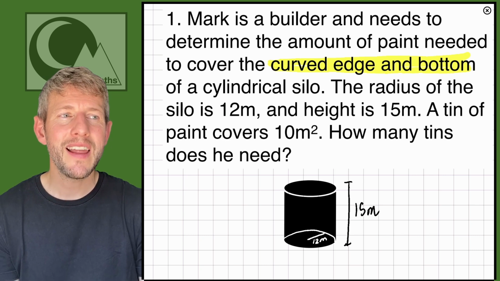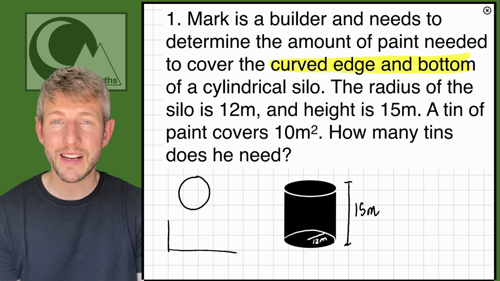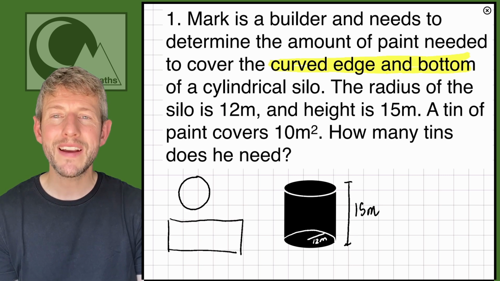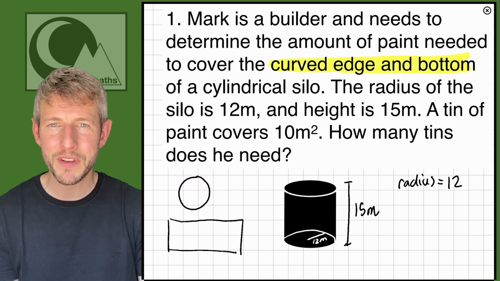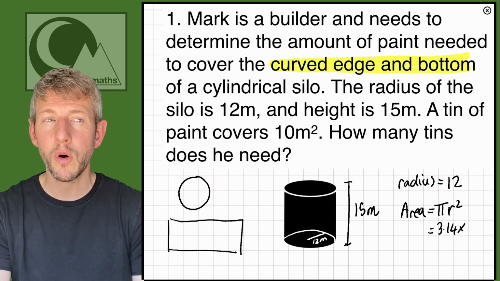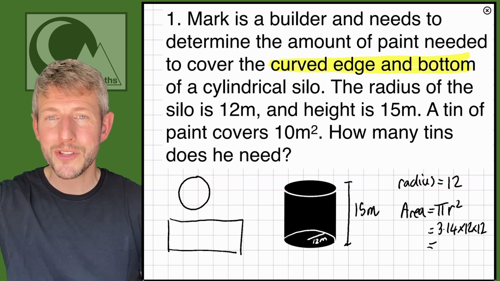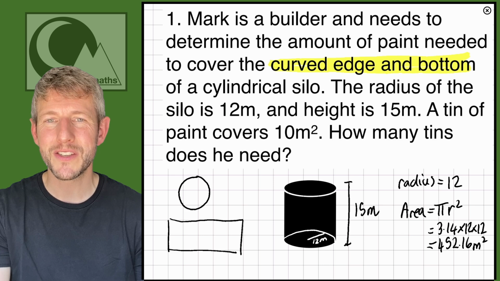Okay, so let's first of all look at the fact that we've got one circle and one rectangle. Okay, so the radius of the silo is 12 metres. So we know that the area of the circle is going to be pi r squared, which is going to be 3.14 times 12 times 12. So I'm just going to do that on my calculator. So that equals 452.16 metres squared.